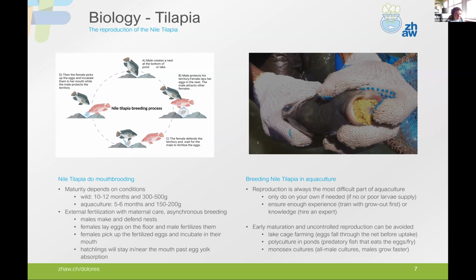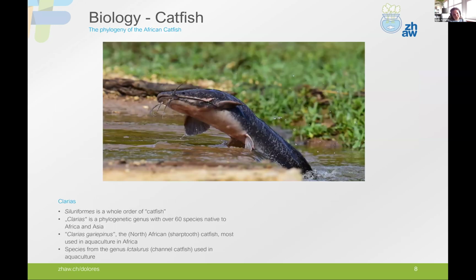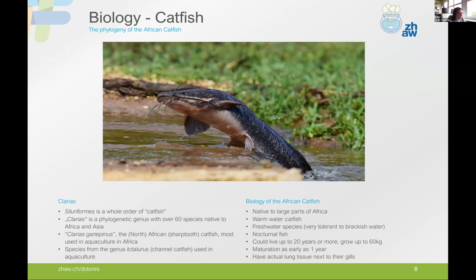And the other very interesting species is the African catfish. Have in mind that's also a very, very big word, catfish, because that's actually a whole order. And when we are talking about catfish in our project here, we usually mean the African or sharp-toothed catfish, the Clarias. If you're talking to Asians or sometimes Americans, they have their own, the channel catfish, which is a bit different. So be maybe a bit aware of what catfish you're talking about.